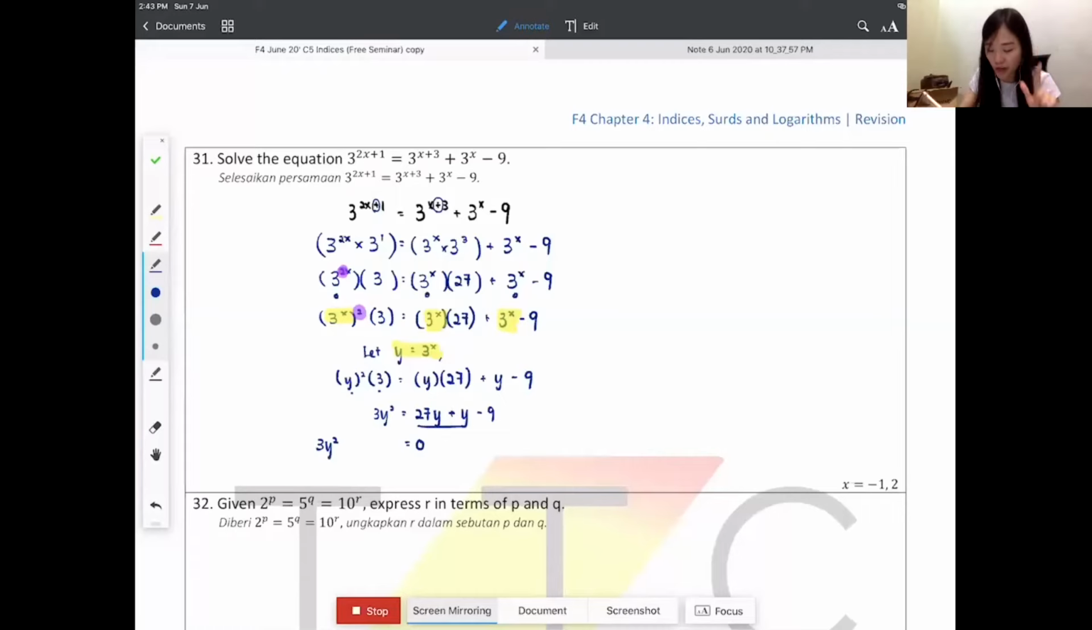27 plus 1 is 28. So 28, move there, minus 28y. Minus 9, move here, plus 9. Ta-da! Isn't it? General form again. So again, I press calculator. A is 3, B is negative 28, C is 9. Correct? This is what I get.